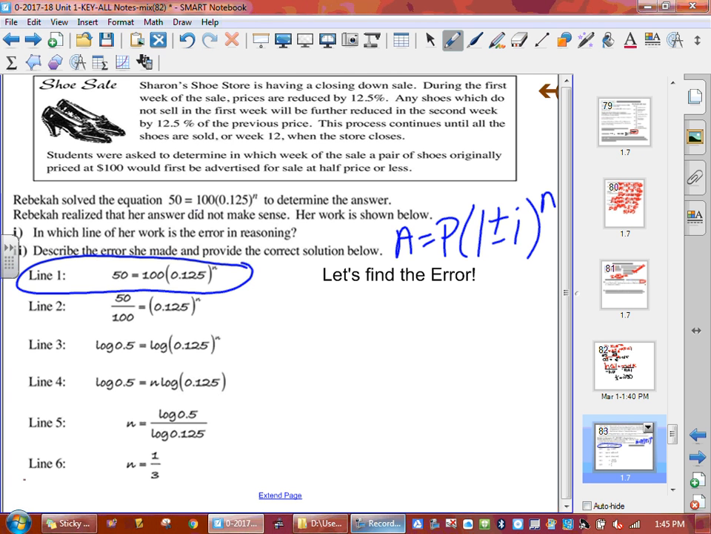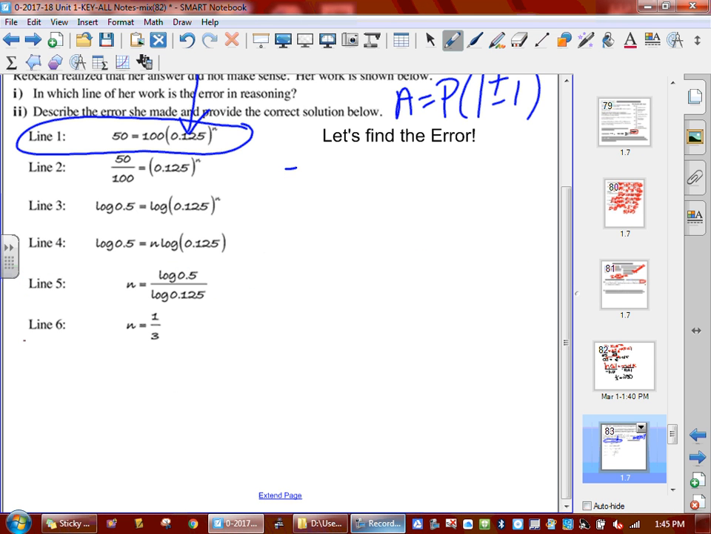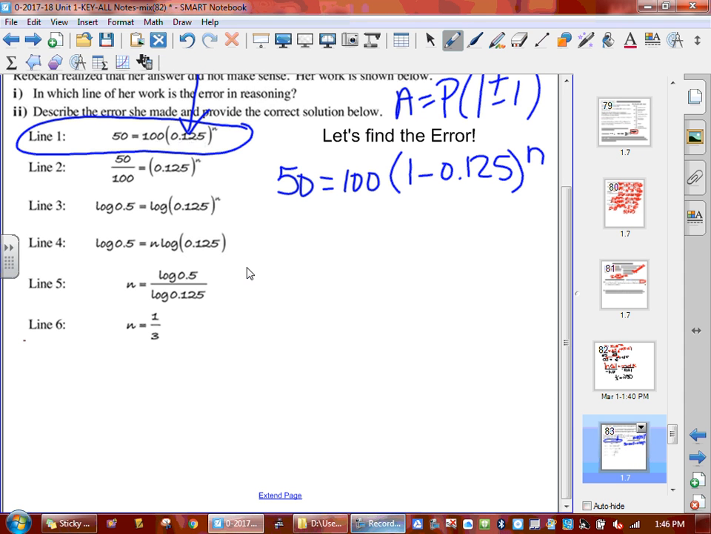We would have 50 equals 100, bracket 1 minus 0.125, exponent n. Now, we need to isolate this, which means I need to divide out the 100. I need to get rid of the 100. So I divide them out. So I get 1/2 or 0.5 equals, now I'm going to actually subtract in the bracket. I'm going to get 0.875, exponent, I'll just put an x or n, doesn't matter.